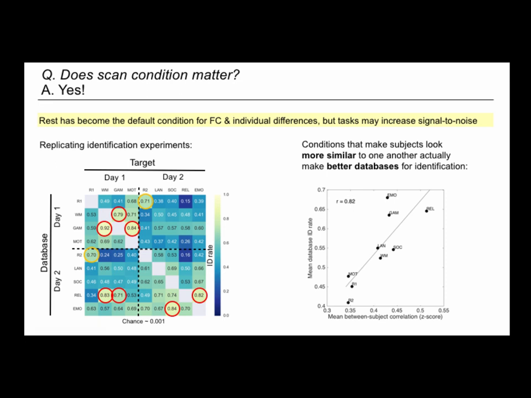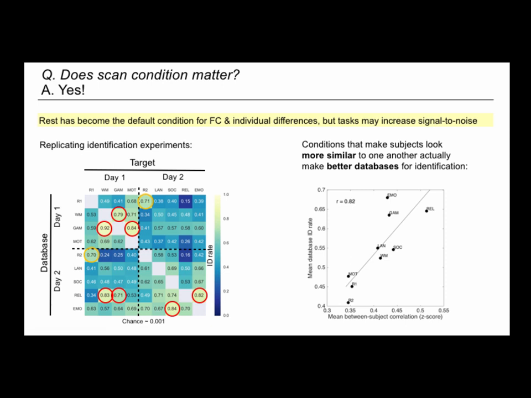And so the easier way to think about that is that conditions that make subjects look more similar to one another actually make better databases for identification. And that was a surprising result on its face. And you can see down here, the two resting state scans as well as the motor scan scored lowest on between subject similarity. So these are the ones where subjects look most distinct from one another, which is what we would expect since we're not constraining what they're doing as much. This most challenging task here, the relational matching task, is the one that made subjects look most similar.